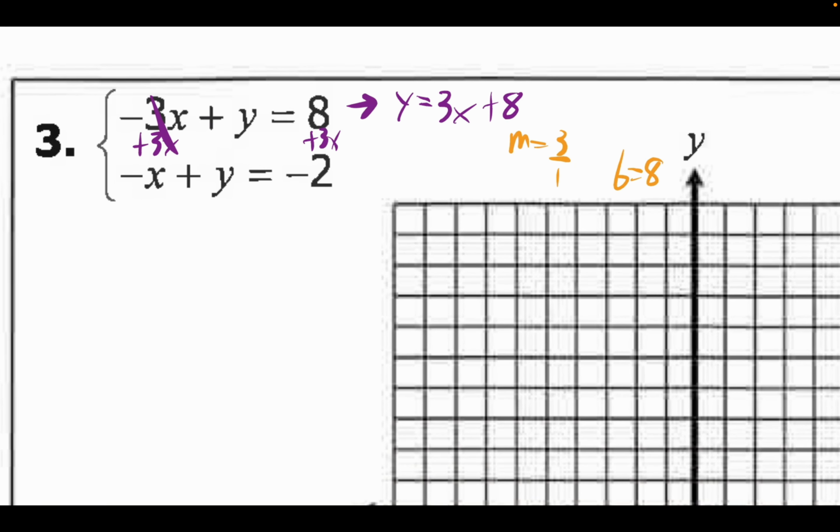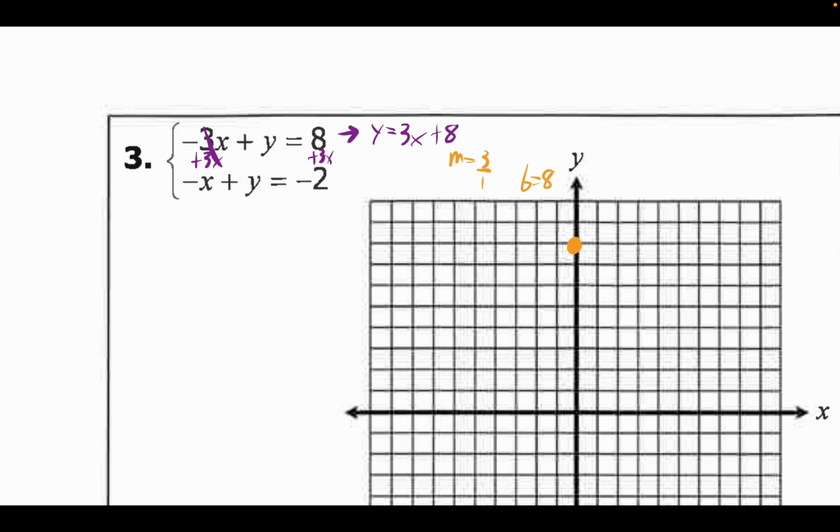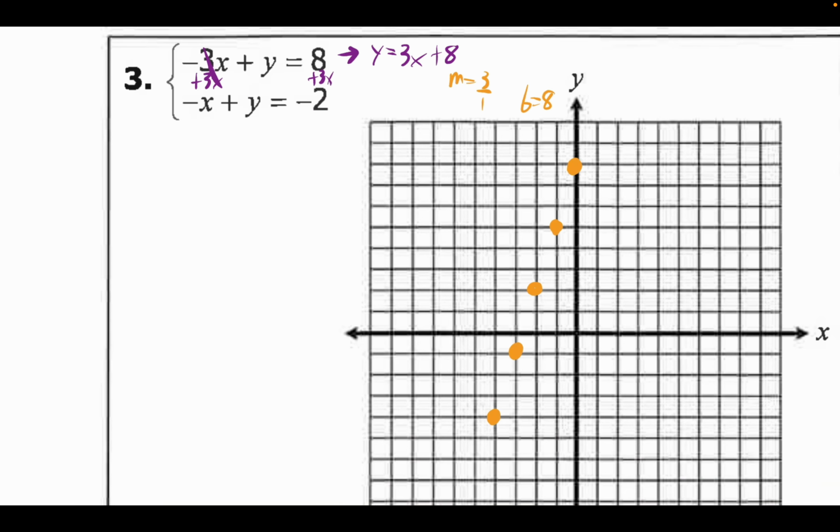You could either choose to graph this one right now, or wait until after you solve the other equation and then graph them both at the same time. It's really up to you. So I go up 8, and then I can either go up 3 right 1, which takes me off the graph, or I can go down 3 left 1. Oh, I must have thought I wanted a curve there. Must have drawn it poorly enough.